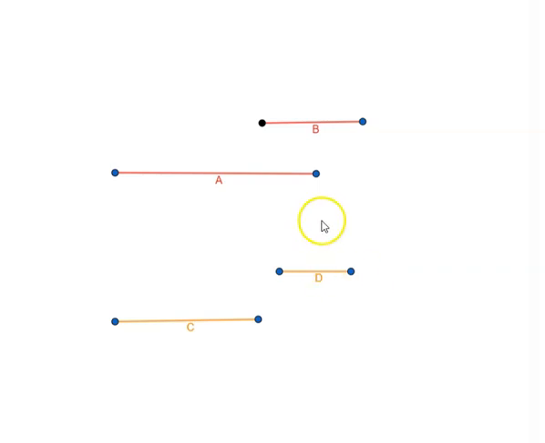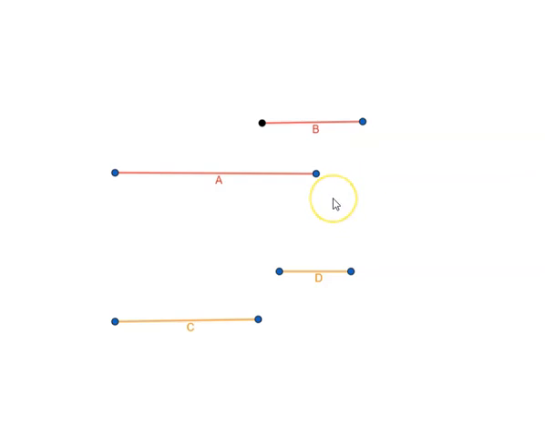So what this basically means is that A is to B is equal to C is to D. If A is greater than C, then B is also greater than D. If A is less than C, then B is also less than D. And if A is equal to C, then B will also be equal to D. That's what the proposition says.